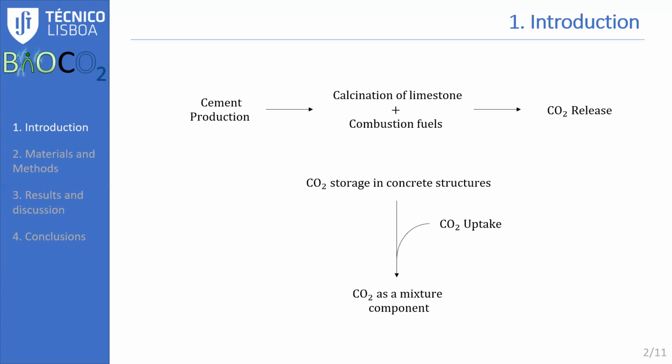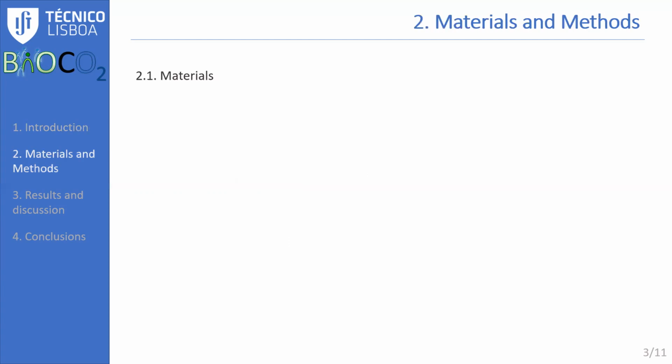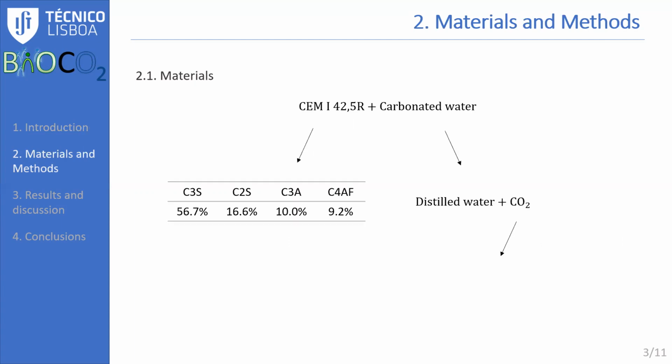In this paper, we focus on using CO2 as a mixture component with the objective of ensuring CO2 storage in concrete structures. Regarding the materials used, in this paper cement type 1 and carbonated water were used, this carbonated water being a mix of distilled water and CO2 with about 100% purity.